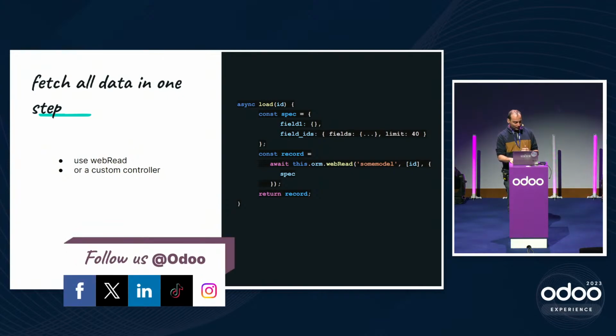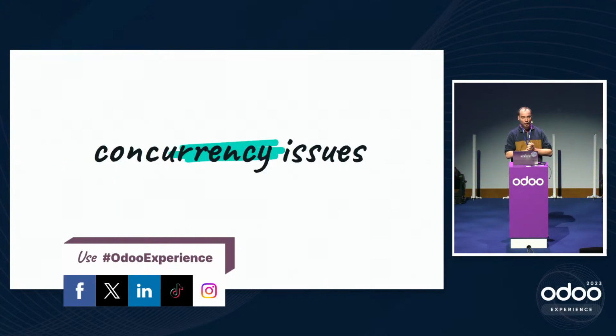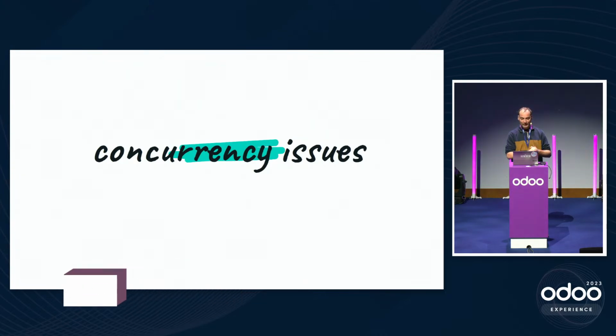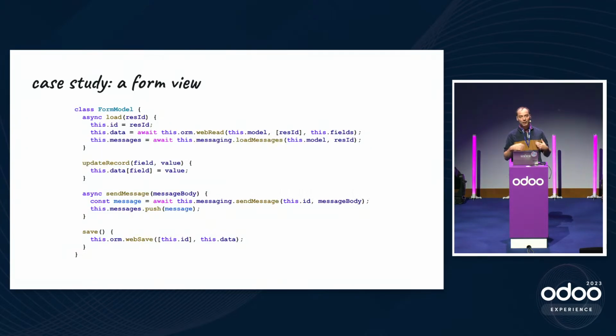Now, time is running out, and I want to talk a lot more about concurrency issues. So that's really the main difficult part of asynchronous code. It's how to coordinate code that performs multiple actions at different moments in time.